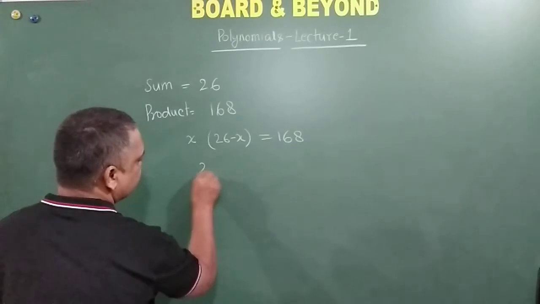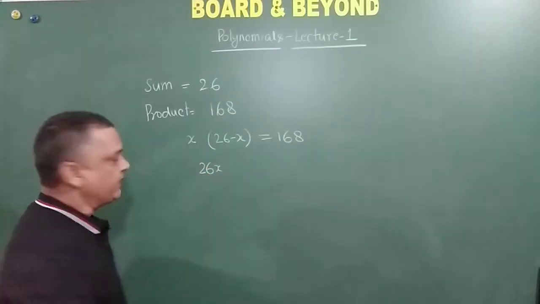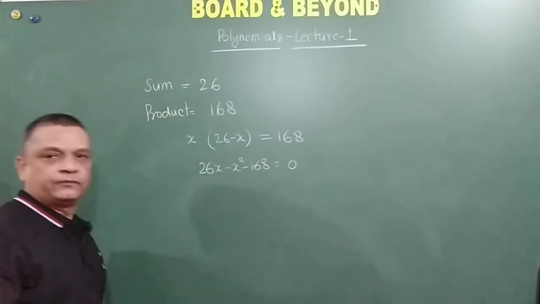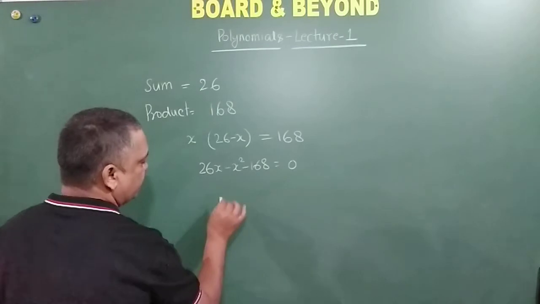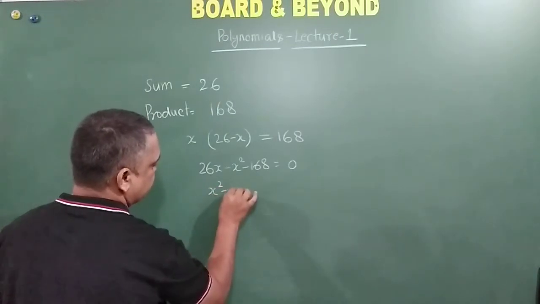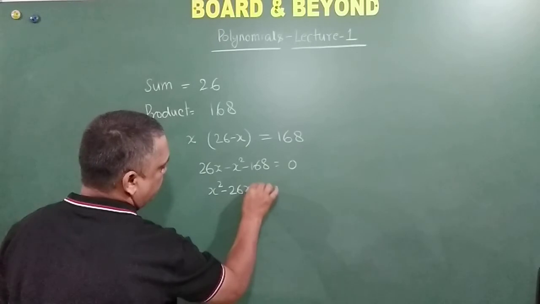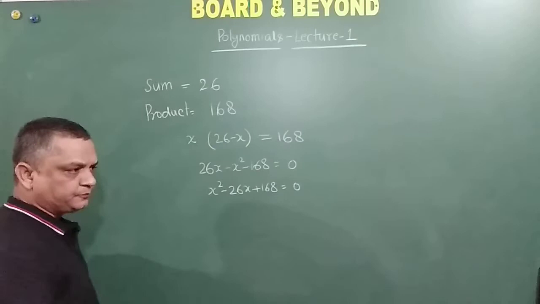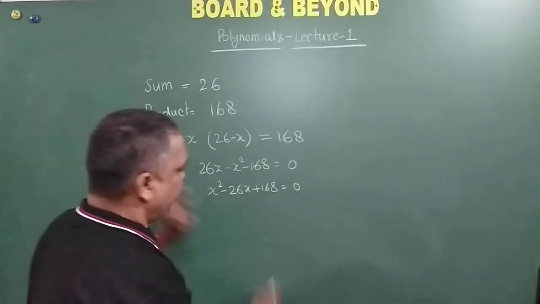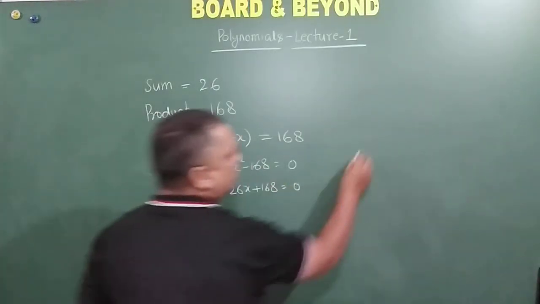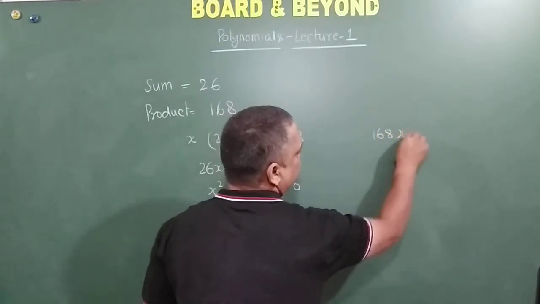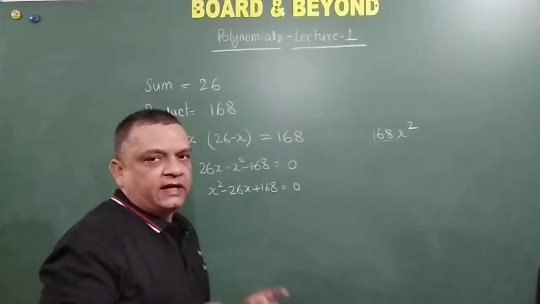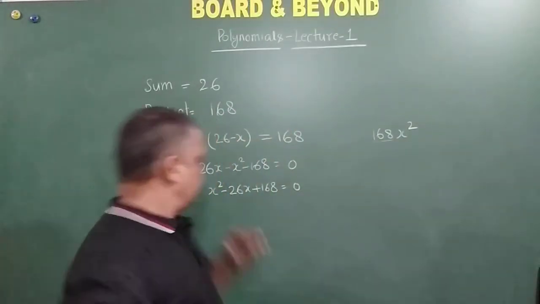Okay. So this leaves me with 26x minus x square minus 168 is equal to 0. Right? Multiplying with minus 1 across, this gives x square minus 26x plus 168 is equal to 0. Right? We try to factorize this. Now for factorization, what do we do? We multiply the first and the last term, which leaves me with 168 x square. Right, friends? We try to break 168 into two parts such that either their sum or the difference is equal to minus 26.